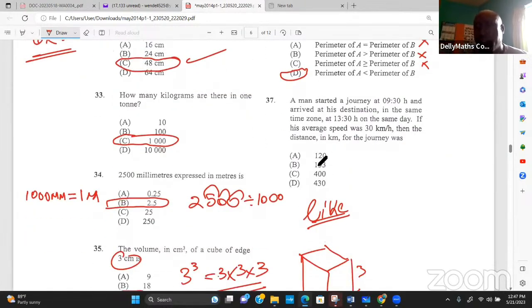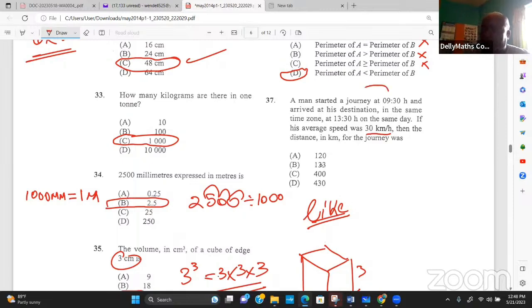A man started a journey at 9:30 hours and arrived at his destination in the same time zone at 13:30, right? So on the same day, if his average speed is 30 kilometers for every hour, then the distance in kilometers for the journey is what? Reminder. So they are saying his average speed is 30 kilometers for every hour.